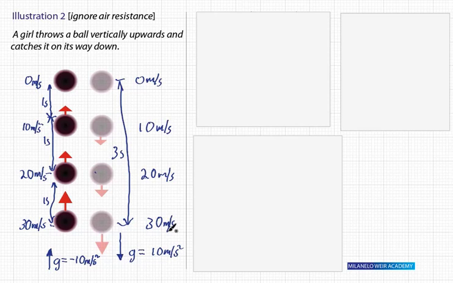So this is what happens for an object thrown vertically upwards. Now we will look at the graphs. How will the speed-time and velocity-time graphs differ?